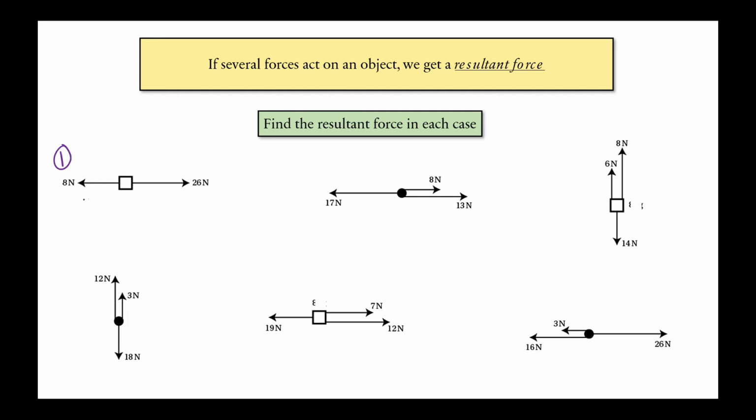What we have is 8 newtons going to the left and 26 going to the right. So we have a case of it going this way by a total of 18 newtons. So again, we can write it as 18 newtons to the right, in this particular diagram.